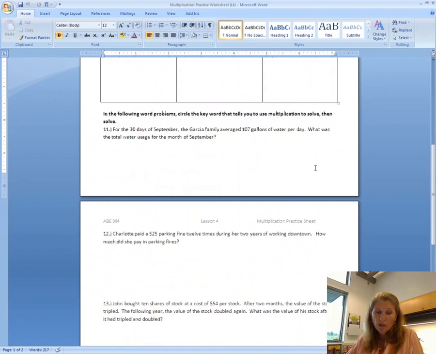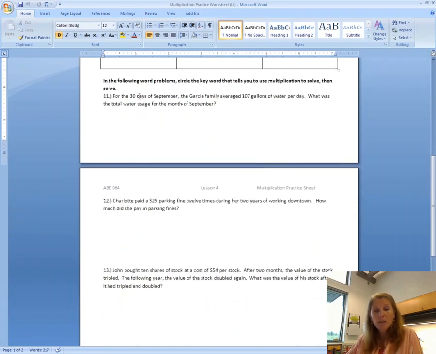Then we move on to word problems, but in the word problems I ask you to circle the key word that tells you to use multiplication to solve, and then solve it. Well, multiplication is actually the hardest one sometimes to see the keywords. They're hidden more than any of the other ones. It's really obvious if they say increase, you're adding, or decrease, you're subtracting, or split up, you're dividing. But when you're saying multiplication, it's not always obvious.